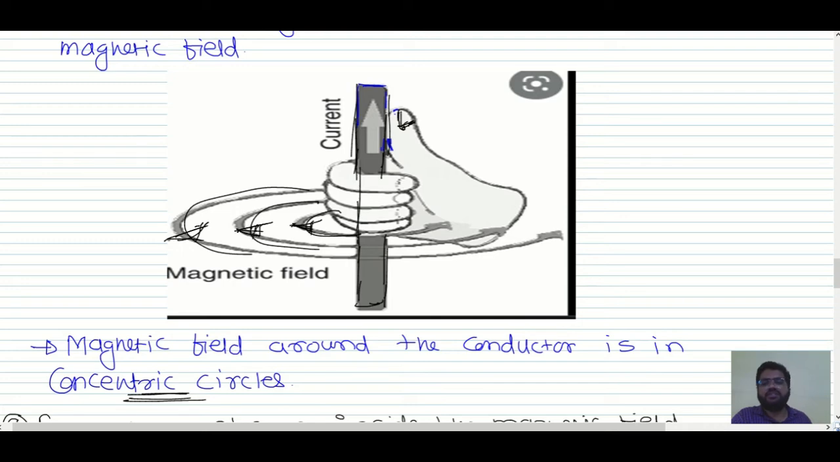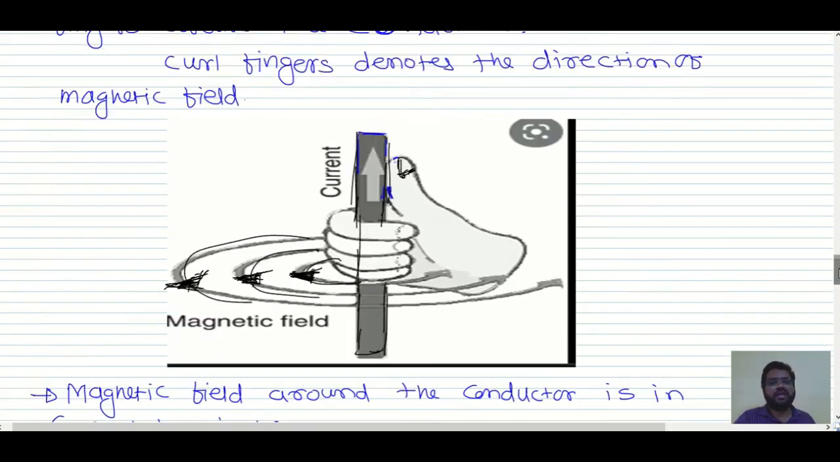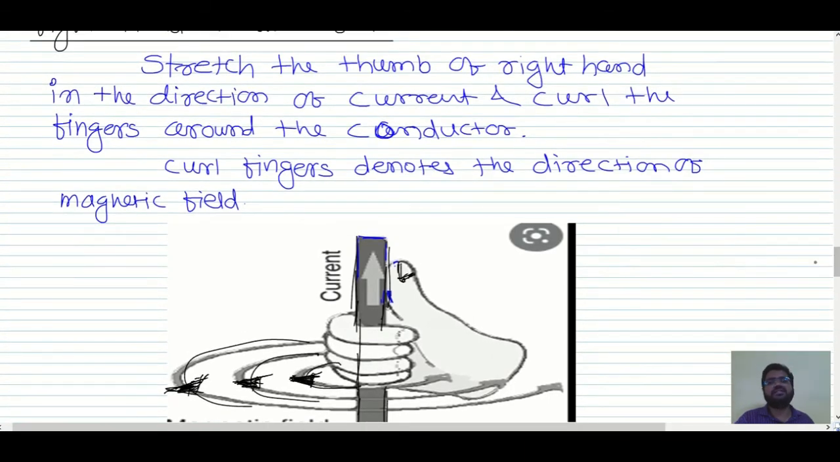So I hope this is clear. This is the direction we have. The magnetic field around the conductor is in concentric circles. The definition is: stretch the thumb of the right hand in the direction of the current, curl the fingers around it, then the curled fingers denote the direction of the magnetic field. So I hope this is clear.